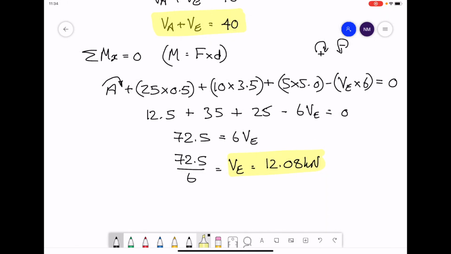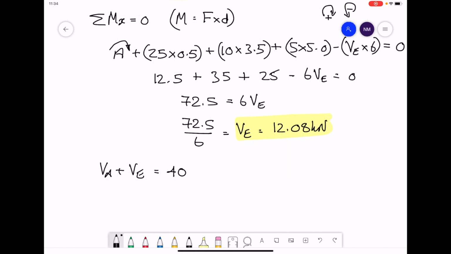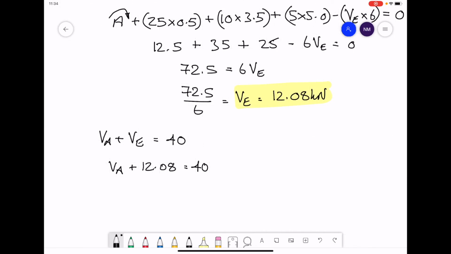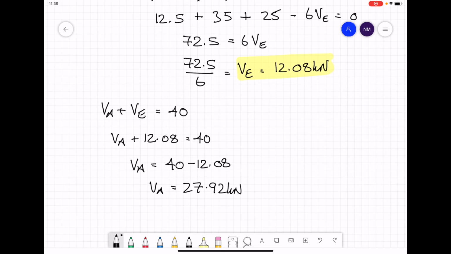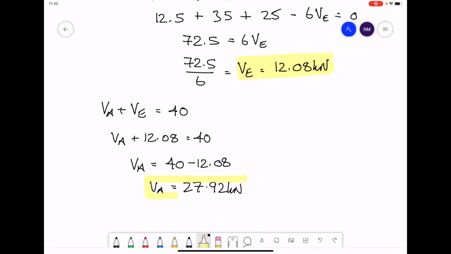Then applying the last equation we had earlier, VA plus VE equals 40. Substituting in our value of 12.08 and rearranging the equation, take the 12.08 over, making it negative. We find that our VA takes a value of 27.92 kilonewtons. And that's our other reaction force worked out.